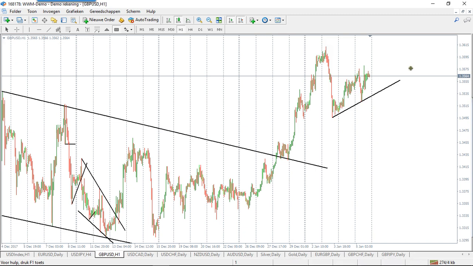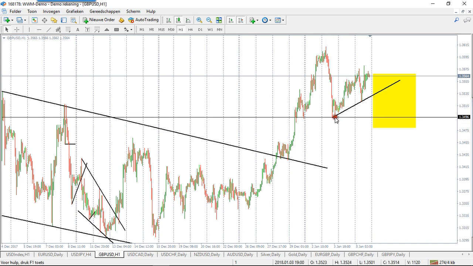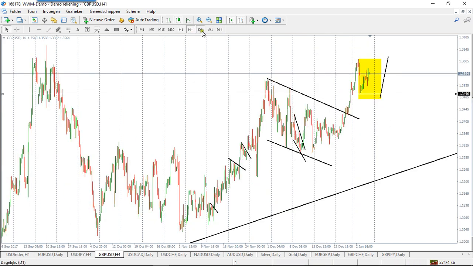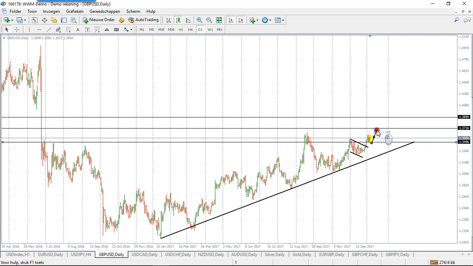So for now, I'm looking for this sell. I like to see this low taken out, and I take it from there. Same thing, either this is going to be a bigger ABC, and you're going to look for the buy like that, for example, which will bring price here to make a new high.